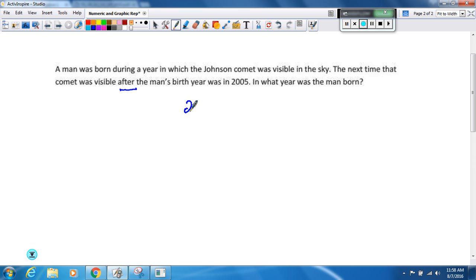Well, if it was visible in the year 2005, and you want to know the time it was visible before that, so instead of adding 7, you're working backwards, you're subtracting 7. So 2005 minus 7 is 1998. So that means this man was born in 1998.